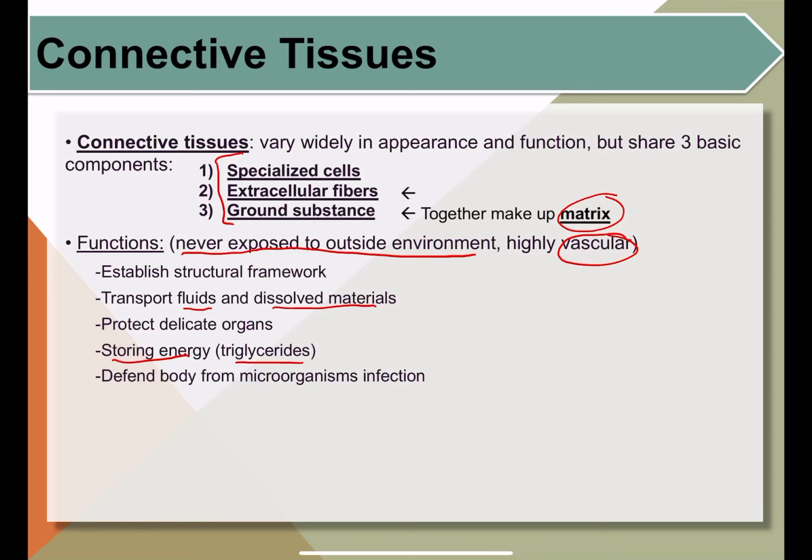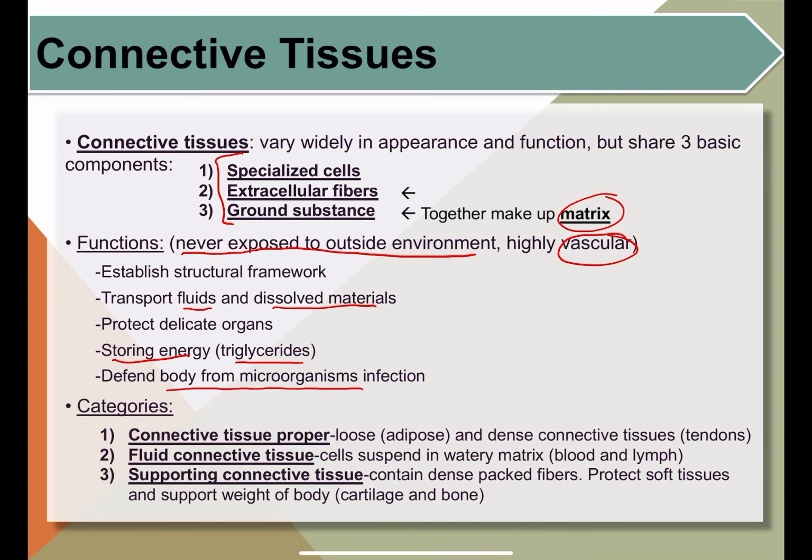And then some of them are defending the body from microorganisms against infection. Again, part of the lymph and the blood of the connective tissues. Lymph is from the lymphatic system, blood is from the circulatory system, but inside blood there are specific types of white blood cells that can be for fighting against those pathogens.